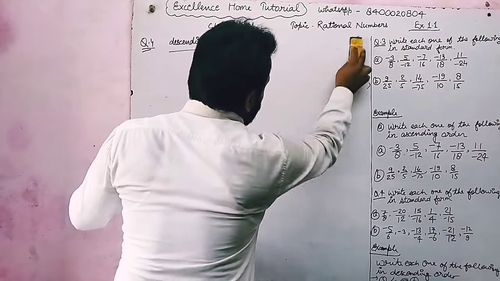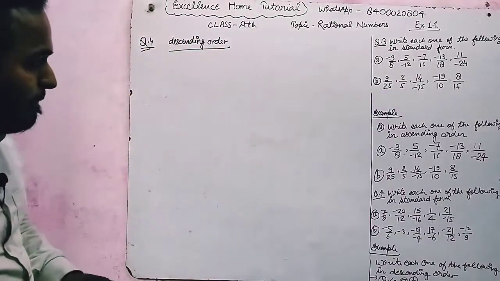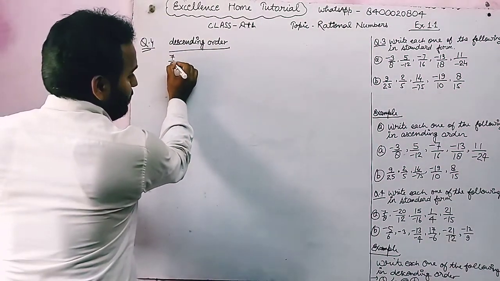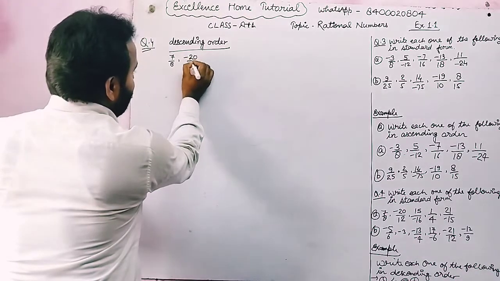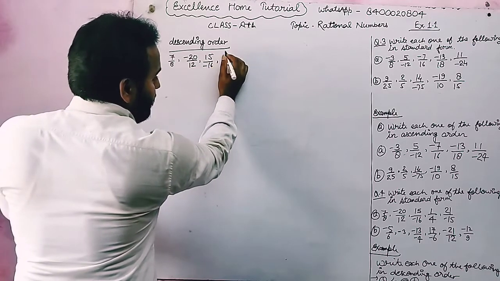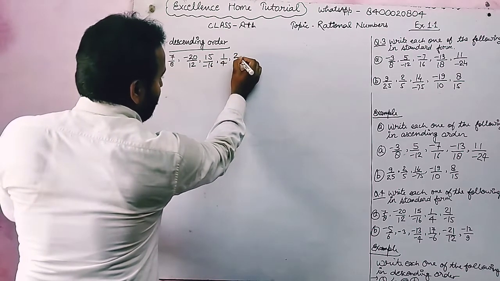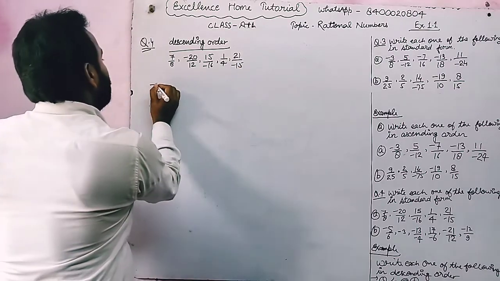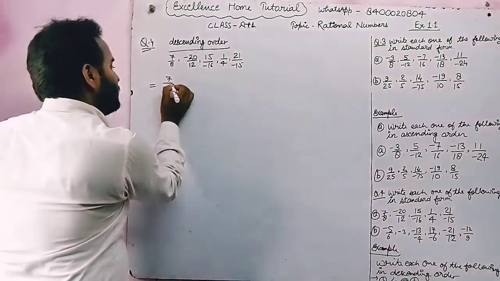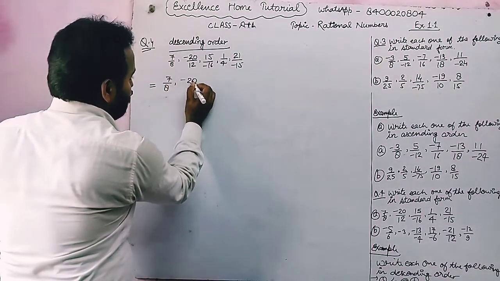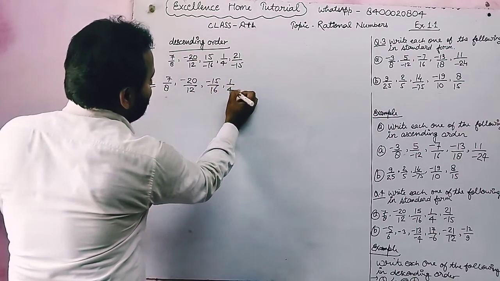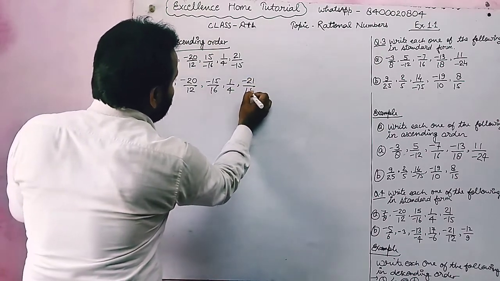So let's start. Example, question number 4a: 7 by 8, minus 20 by 12, 15 by minus 16, 1 by 4, 21 by 15. First of all, you have to make the denominator positive. 7 by 8 is already positive, so don't worry about it. Then minus 15 by 16, after that 1 by 4, after that minus 21 by 15.